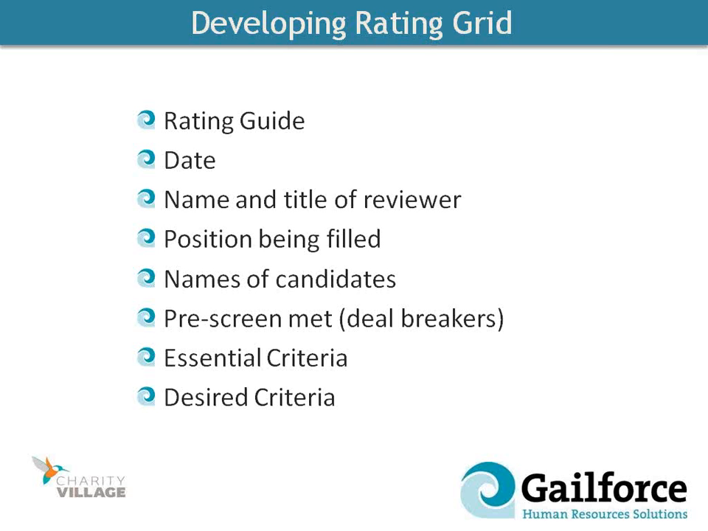Now, your long list shortlist rating grid will include the items transferred from your guide, and then break the criteria down into your deal breakers, your essential criteria, and desired criteria. It will also include the name of the person rating the applicants, the title of the position being filled, and the date of review. And then also, of course, the name of each applicant that you're rating. This document will be a one-source guide for selecting candidates for your interview process.